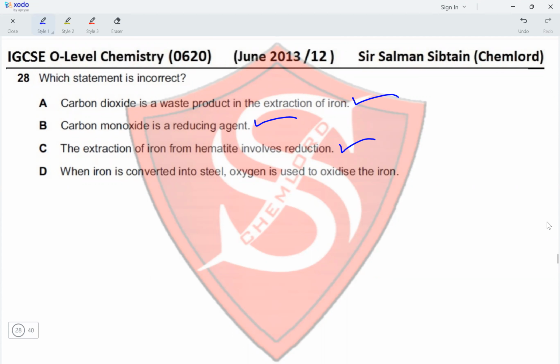And when iron is converted into steel, oxygen is used to oxidize the iron. This statement is incorrect. If iron is oxidized, that means iron rusts. So this is not how steel is made. Steel is an alloy. So when iron is converted into steel, oxygen is not used to oxidize iron, making option D the correct option for this question.